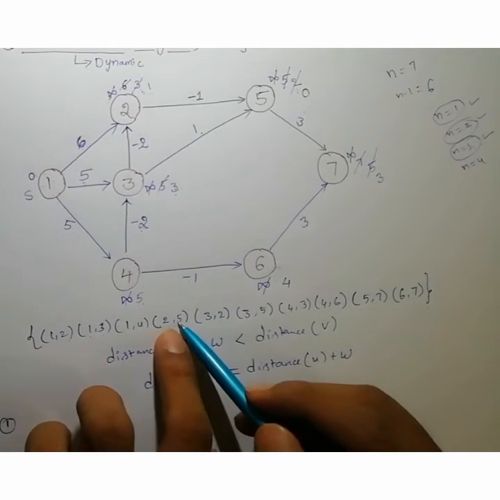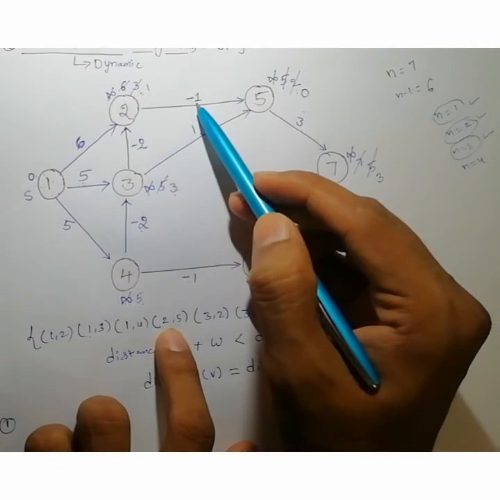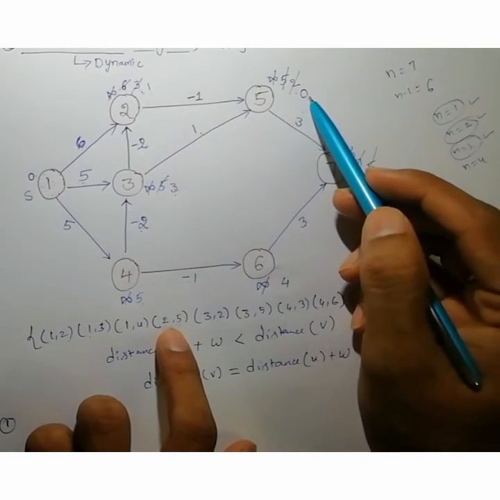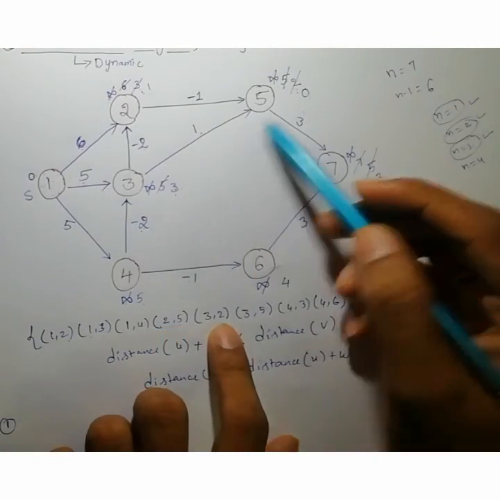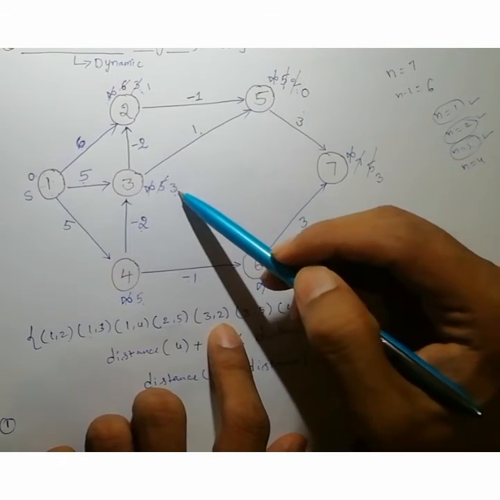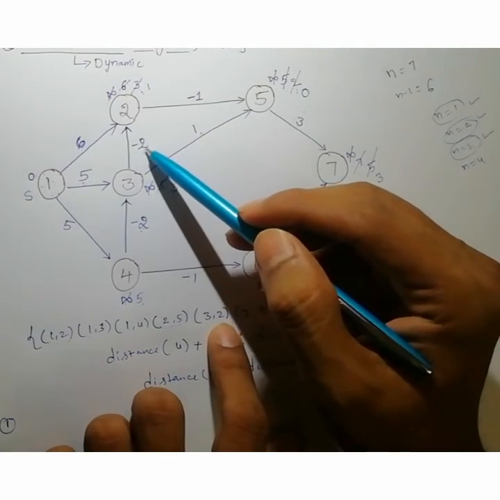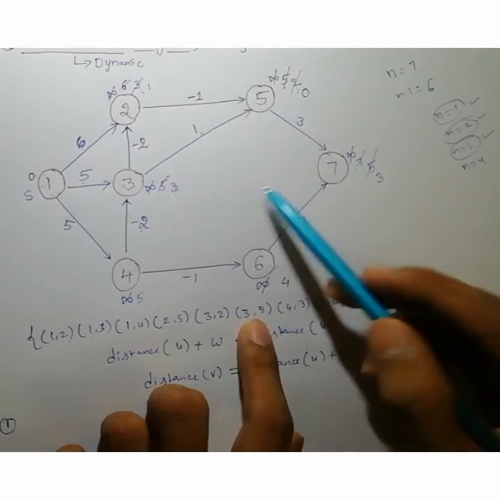Don't update. Again 2 to 5. 1 minus 1, that is 0. Is 0 less than 0? No. So don't update. Again 3 to 2. That is 3 plus 3 minus 2, that is 1. Is 1 less than 1? No. So don't update.